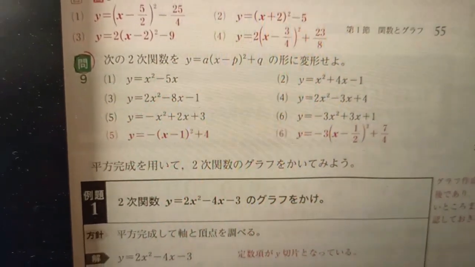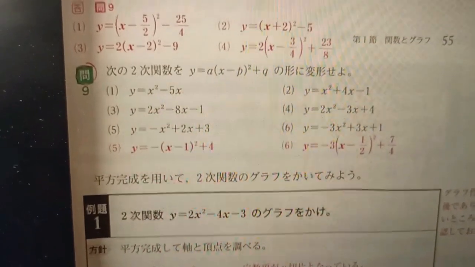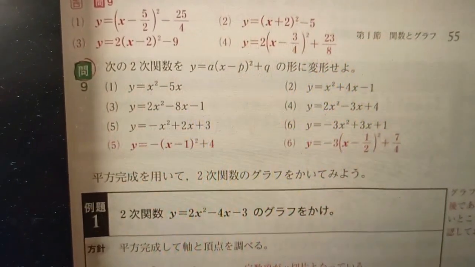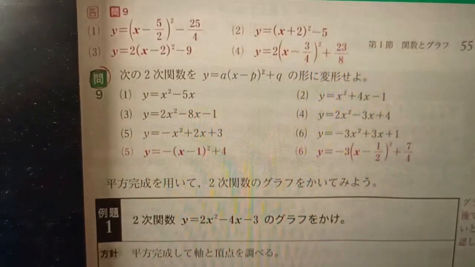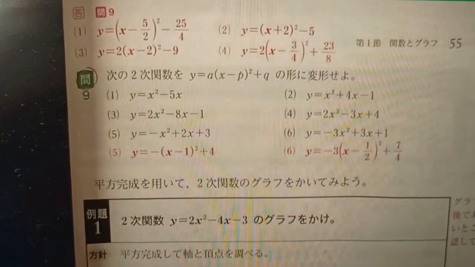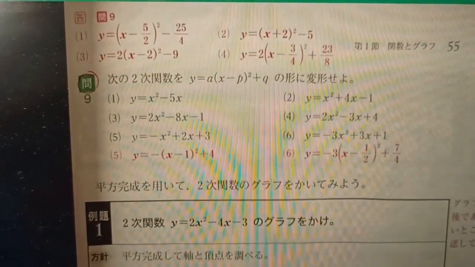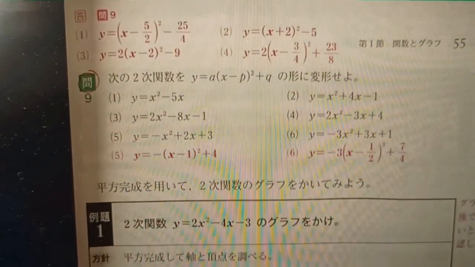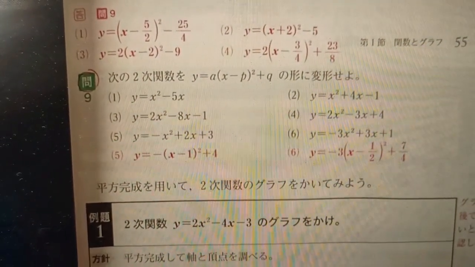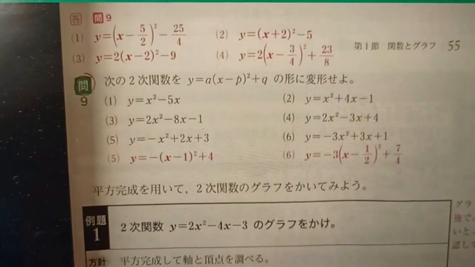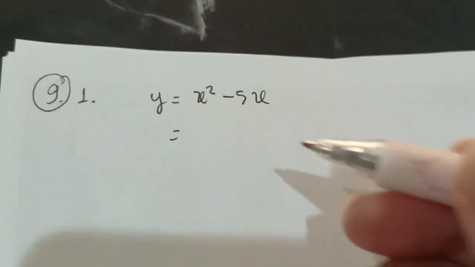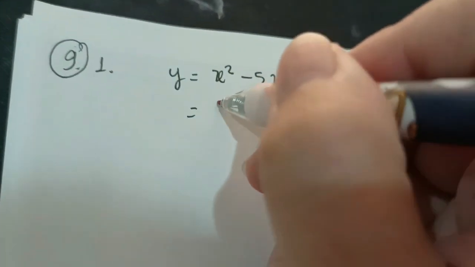Now we are going to try to solve problem 9. 次の二次関数を y equal a in the bracket x minus p quadrat plus q の形に、変形せよ。Number 1, y equal x quadrat minus 5x. So we have the question over here already.